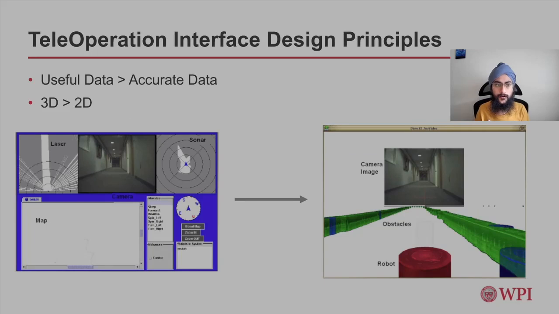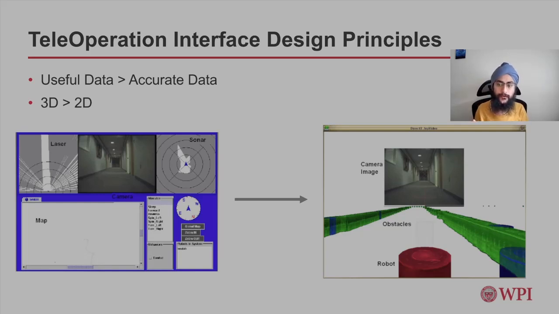So the authors of the paper came up with the interface you see on the right, based on two main principles. The first was that useful data is more important than accurate data. So on the left, we can see that there's a lot of data there, and it looks like you're getting really good data from the laser and the sonar, but it's not really clear what you're supposed to do with that, and it's not necessarily going to help you control the robot.